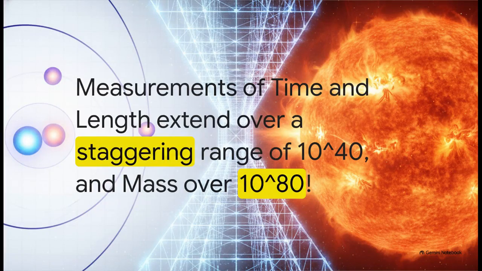Bridging a gap of 10 to the power of 40 in length and time requires some seriously strict rules. And think about mass for a second. An electron is roughly 9.1 times 10 to the negative 31 kilograms, while our sun is a whopping 2 times 10 to the 30 kilograms. That is an 80 order of magnitude difference. Without a rigid universal system to lock these numbers in place, communicating these realities in science would be literally total chaos.